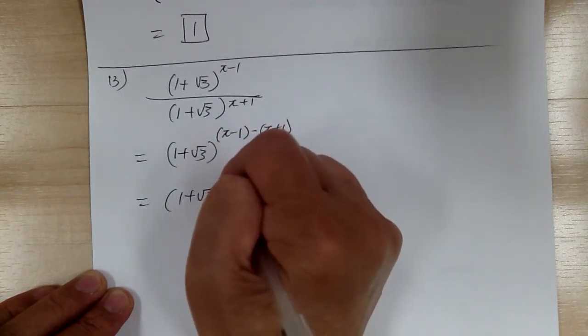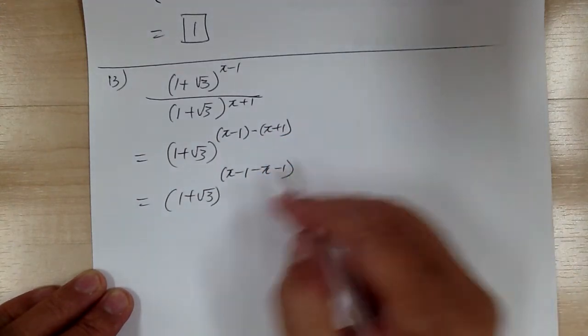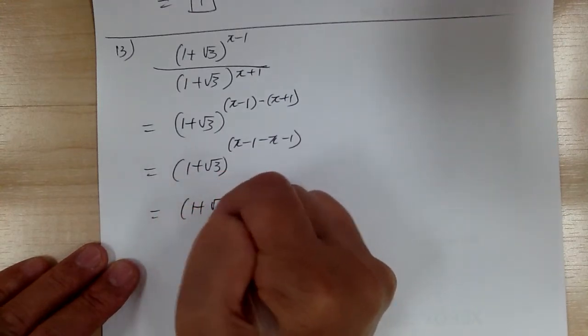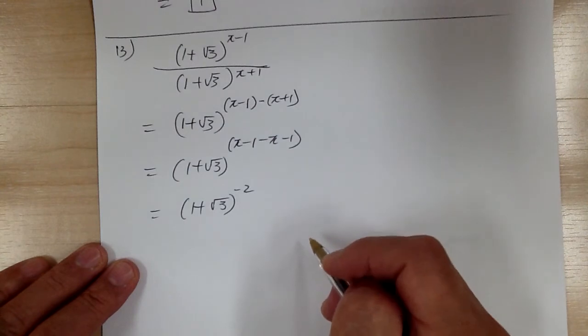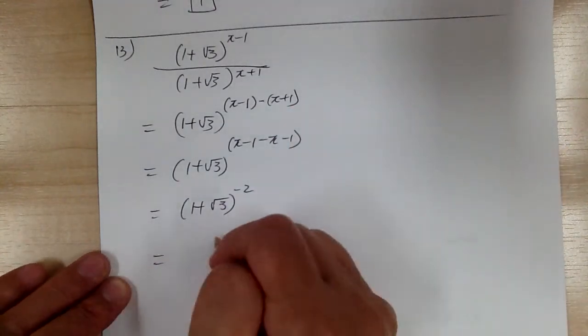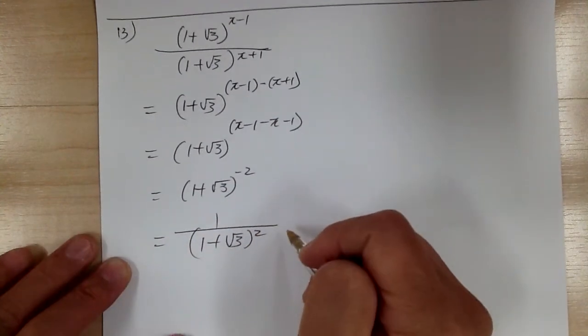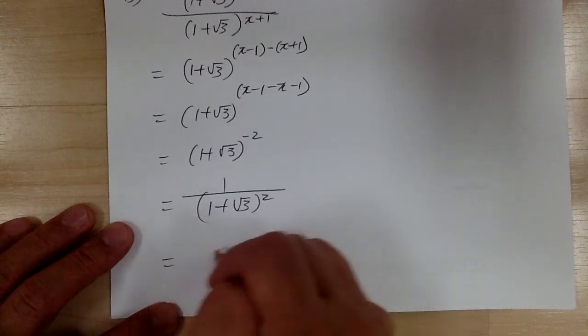So it becomes pi minus 1 minus pi minus 1. The pi will cancel out, so you get minus 2. So this is equal to (1 plus square root of 3) to the negative 2. What you need to do is flip it over, so this is equal to 1 over (1 plus square root of 3) squared. But you're not allowed to have the square in the denominator, so you have to multiply out.